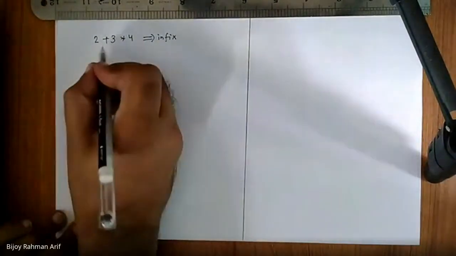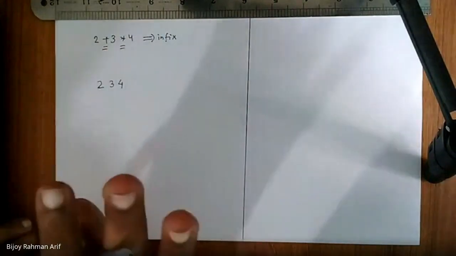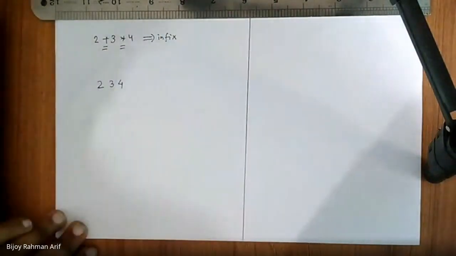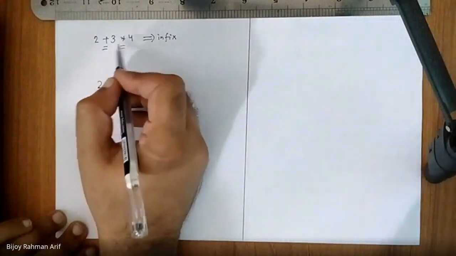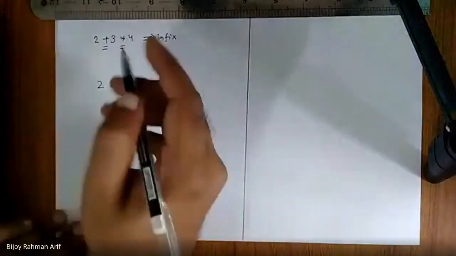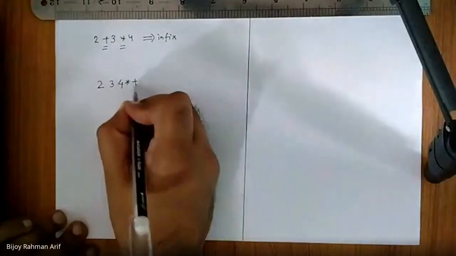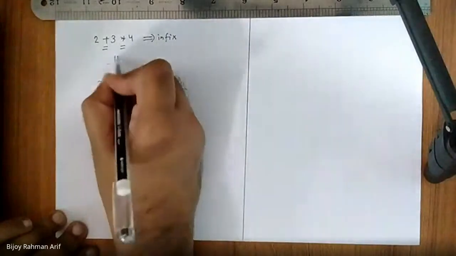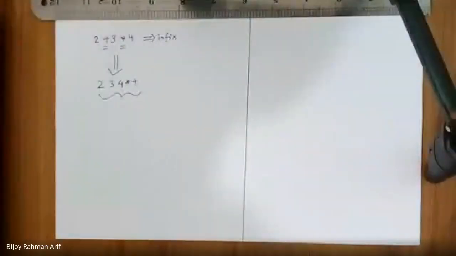So don't care about the operators first. Just derive 2, 3, 4. They have the highest precedence. Then take the operator which is highest precedence. So this is nothing but star. Then take the last one, that is plus. So this is the algorithm. Did you get the algorithm? Yes, sir. So this is the algorithm.